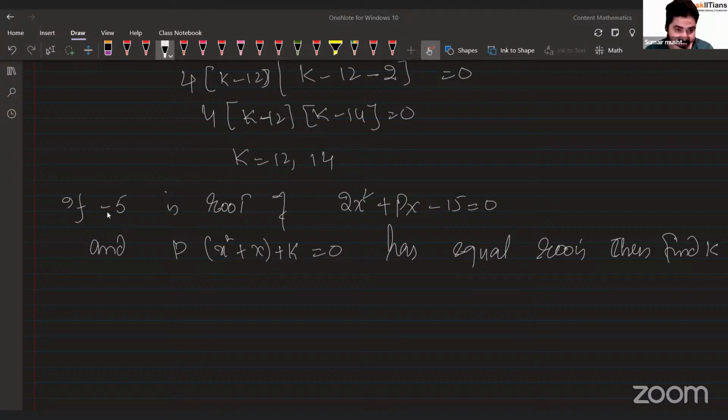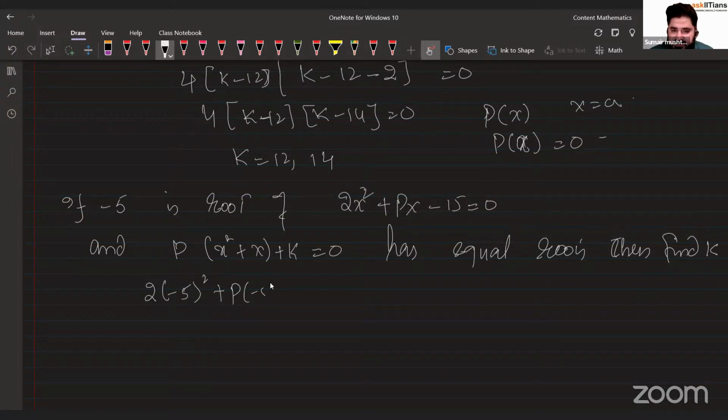See, x equal to negative 5 is the root. So what does that mean? What do you mean by the root? You have read in polynomials that if x equal to a is a root of a polynomial p of x, then when I put the value of x equal to a, it becomes 0. So I will plug in the value of x as negative 5. So 2 times negative 5 whole square plus p times negative 5 minus 15 is equal to 0. Why? Because x equal to negative 5 is the root of this.